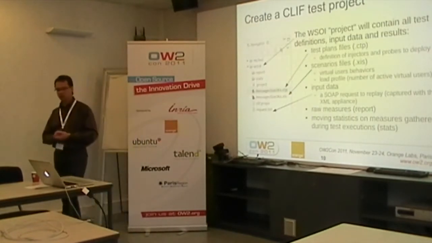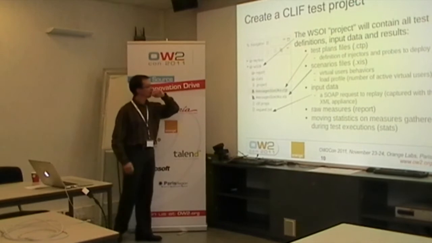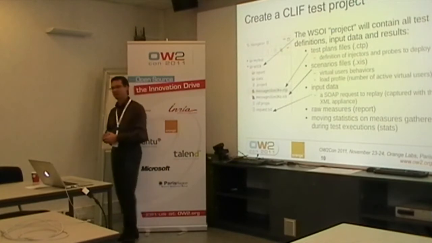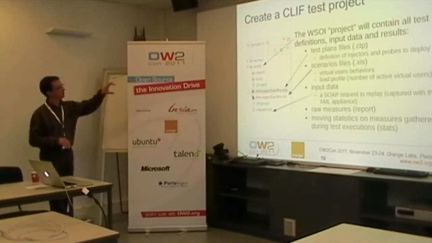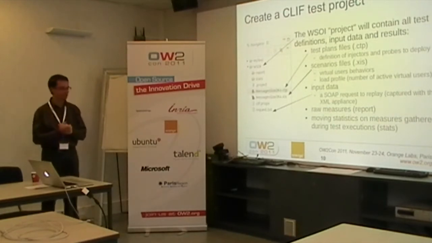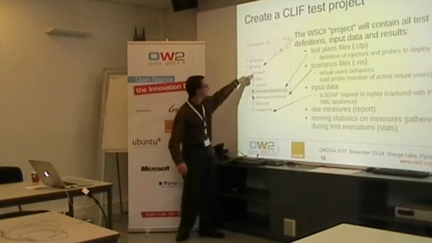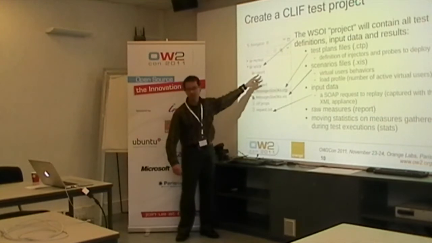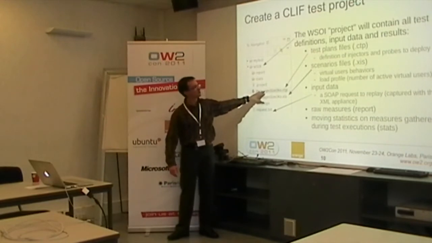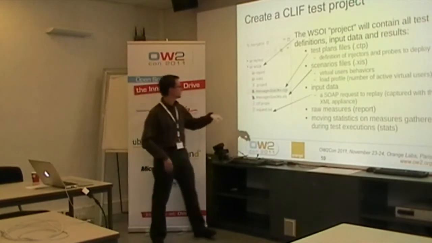So practically, how do we do a Cliff test with that? Well, it's very simple. Here, some people who use Eclipse will recognize the navigator from Eclipse. So this is a screenshot of a part of the Eclipse RCP Cliff console. Classically, you have a project where all your definitions and results will be gathered. So for example, you have the test plan. The test plan is the list of injectors and probes that must be deployed for this test.